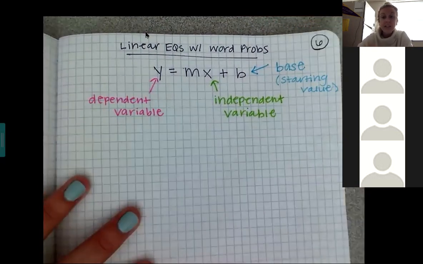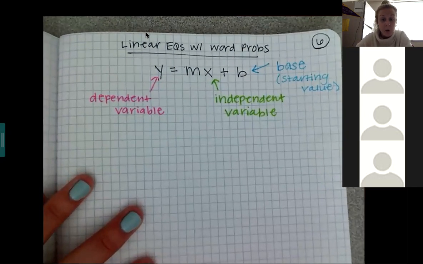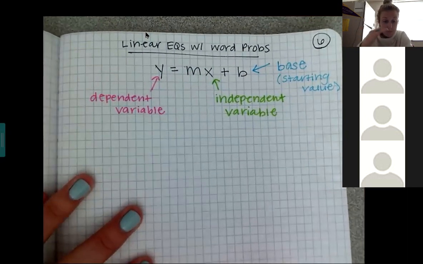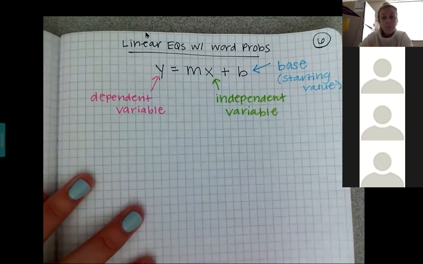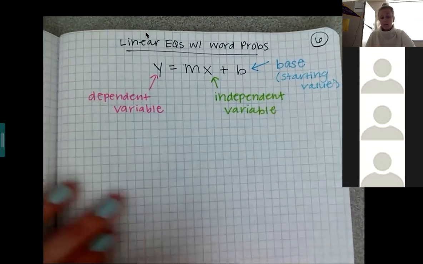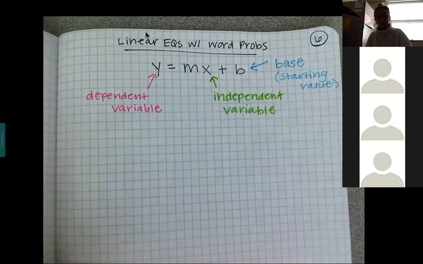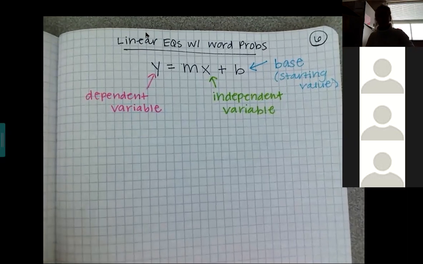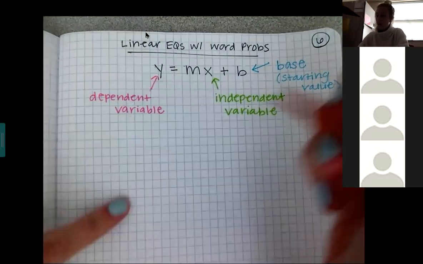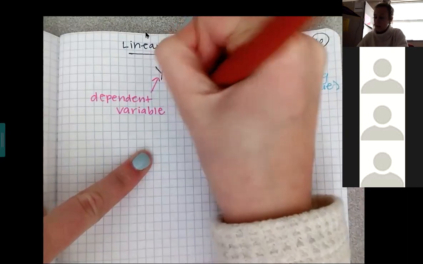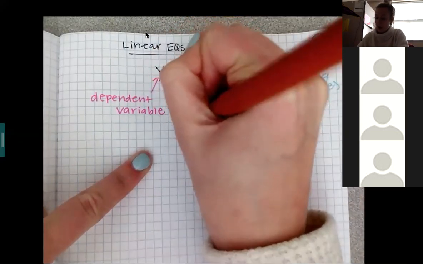If I tell you something is the base, that's whatever amount it starts with. That's the bottom amount, and then it should go up or down. So our base is our starting value. And then last but not least, our M, I'm going to go ahead and tell you guys what it is. That's our rate.